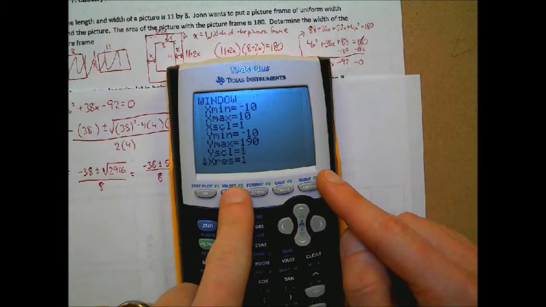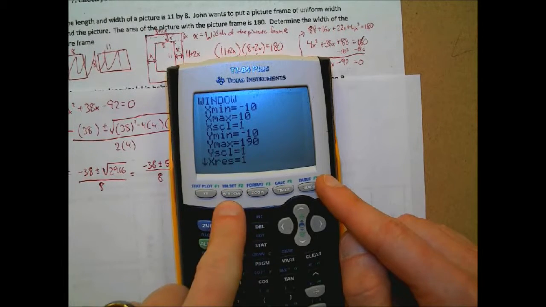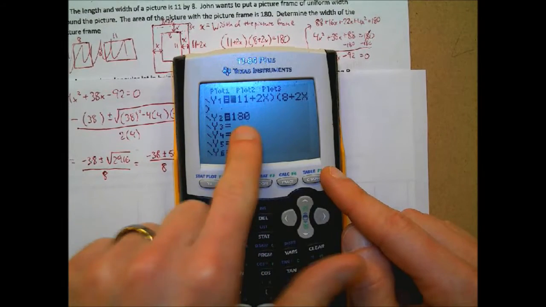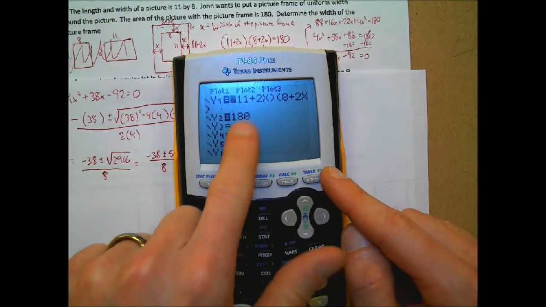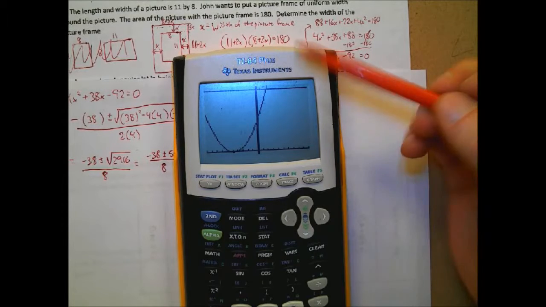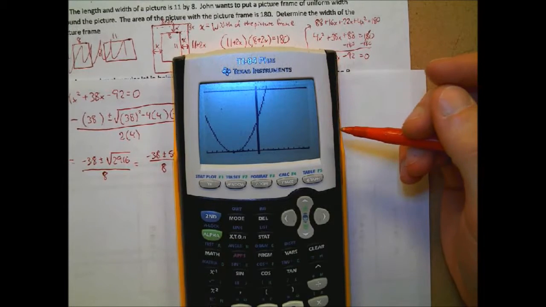So again, okay. Oh, I see what's going on. So window, and then 190 for your y max. And again, where did that come from? It's from your y value. Don't worry about the x max. Just the y max. Graph it. Oh, there we go. Mine's just a straight line, and that is a red line. That's where 180 is. Okay, now, listen up, folks.